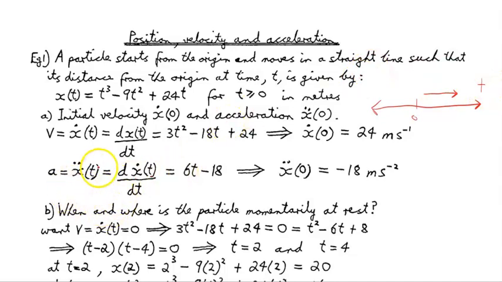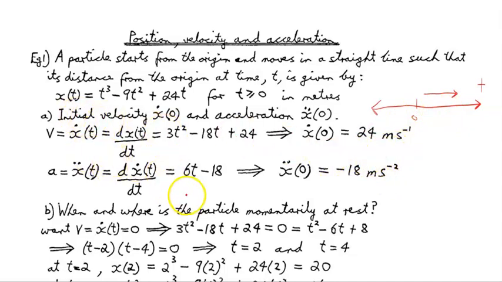Let's find the acceleration. So that's x double dot. That's the derivative of the velocity. So that's the derivative of this thing here. So the derivative of 3t squared is 6t, minus 18. Okay, at t equals 0, the acceleration is minus 18 meters per second squared, and for our coordinate system here, it's directed to the left because it's negative.